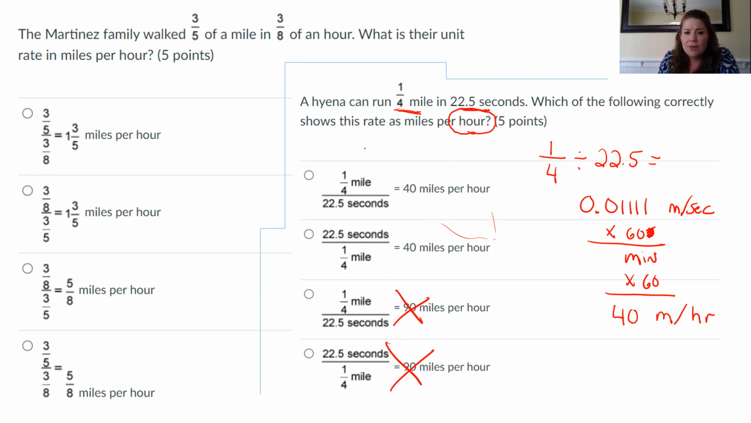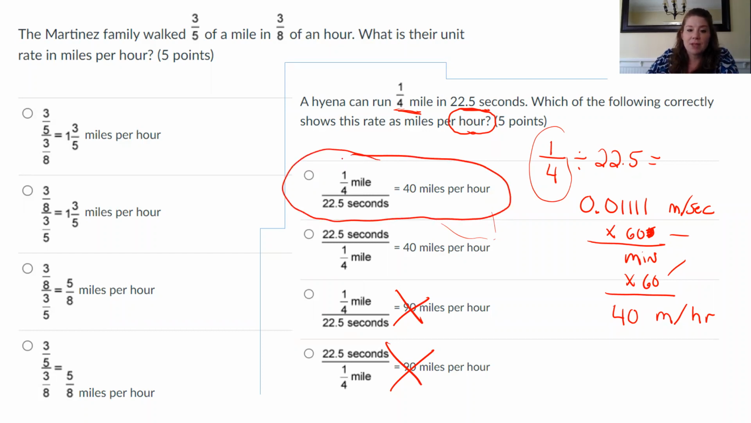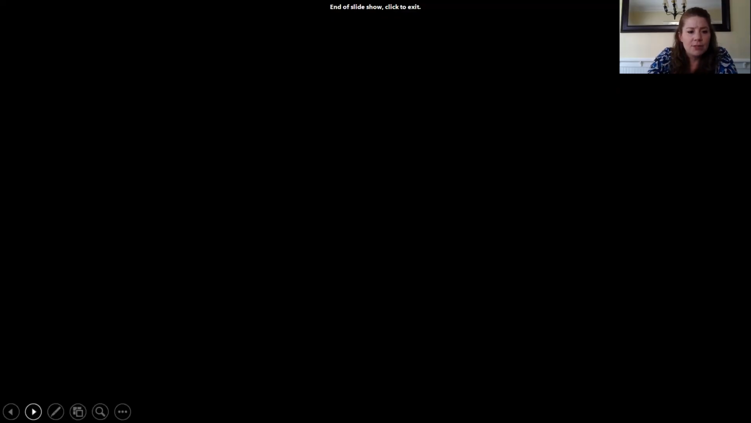So these are wrong. What did we do? Yeah, we divided our 1/4 by our seconds. Now it left off this middle part right here where basically I multiplied by 3,600. It left that part out, but this eventually gave us the right answer. Okay. All right, you guys, I think that was the last one. Maybe I'm wrong. Nope, that was it.